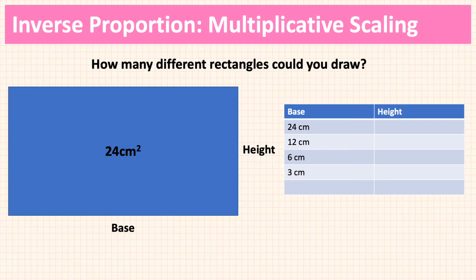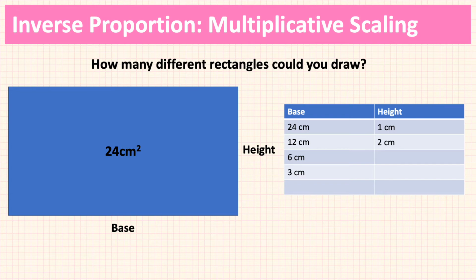Okay, let's have a look at this then. So I've got a base of 24 centimetres and I know that the area of the rectangle is calculated by multiplying together base and height. So if I've already got a base of 24 and I need an area of 24 centimetres squared, my height must be 1 because 24 times 1 is 24. For the second one, I've got a base of 12. What do I need to multiply 12 by to get 24? I need to multiply it by 2.